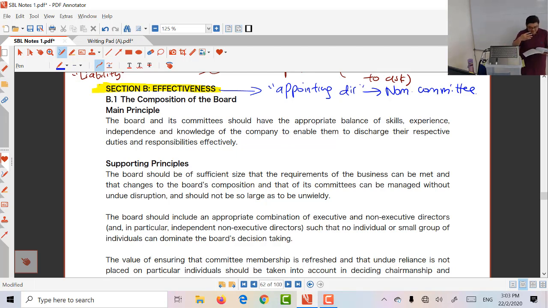And because the code is like everywhere, I will first make the first point with you. The main principle says that the board and its committees should have the appropriate balance. Now, we're going to stress on the point first: appropriate balance. And you must ask yourself, in terms of what? What kind of balance?